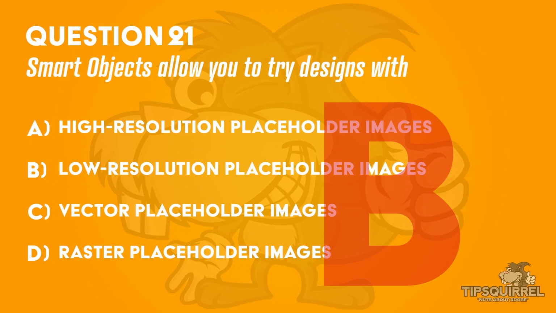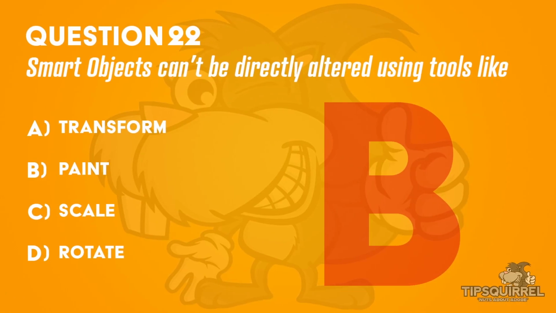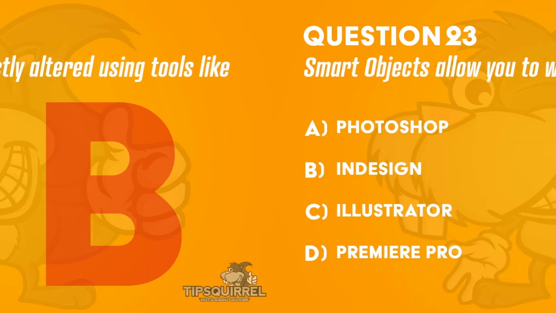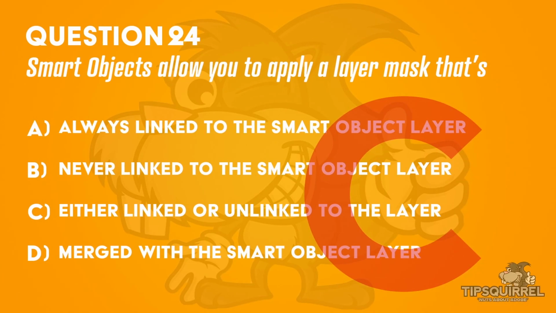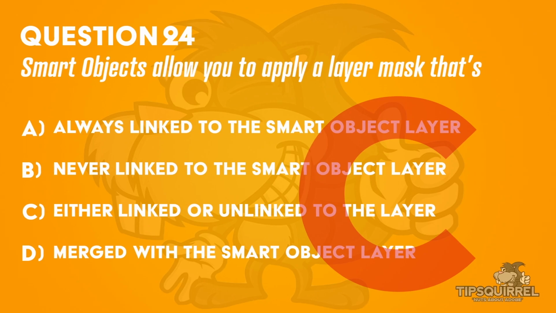Question 21. Smart objects allow you to try designs with B, low resolution placeholder images. Question 22. Smart objects can't be directly altered using tools like B, Paint. Question 23. Smart objects allow you to work with vector data from C, Illustrator. Question 24. Smart objects allow you to apply a layer mask that's C, either linked or unlinked to the layer.